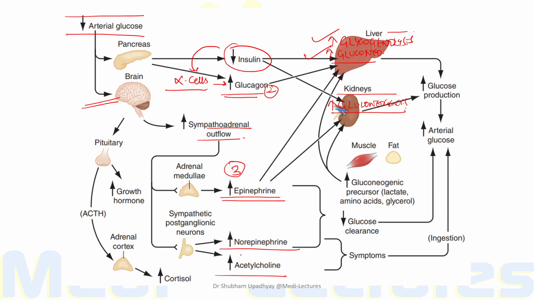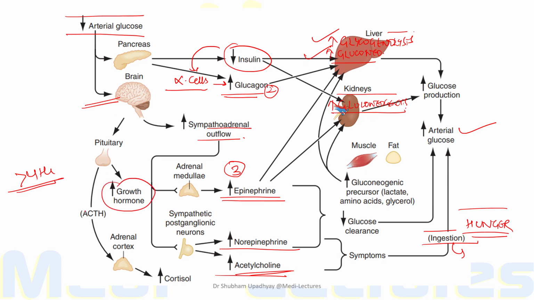Now this epinephrine and norepinephrine release leads to typical adrenergic symptoms of hypoglycemia, while this acetylcholine release leads to cholinergic symptoms of hypoglycemia, one of which is hunger. So due to this hunger, which is also a behavioral defense against this condition, the patient ingests sugars, carbohydrates, leading to increased arterial glucose. If the hypoglycemia is prolonged more than 4 hours, then in brain there is increased secretion of growth hormone as well as ACTH, which will finally lead to increased cortisol. So these growth hormone and cortisol are the fourth defense against hypoglycemia.